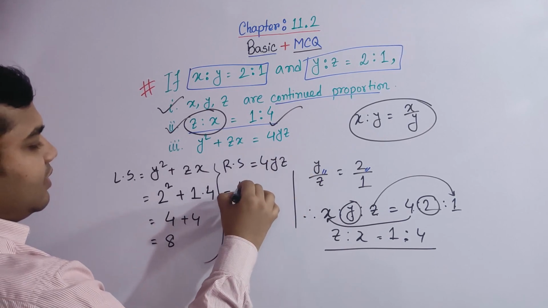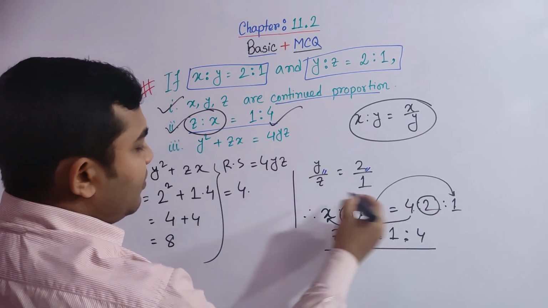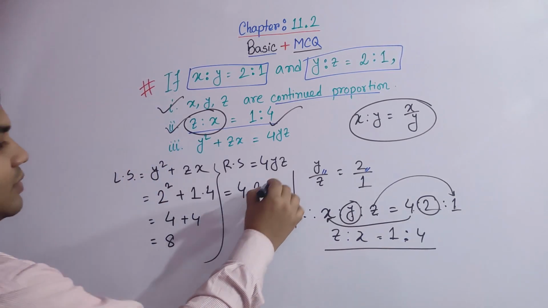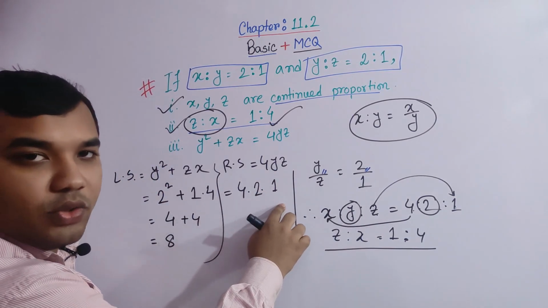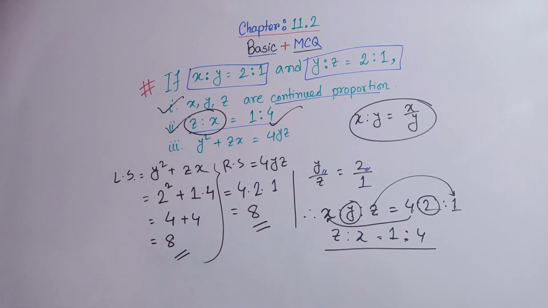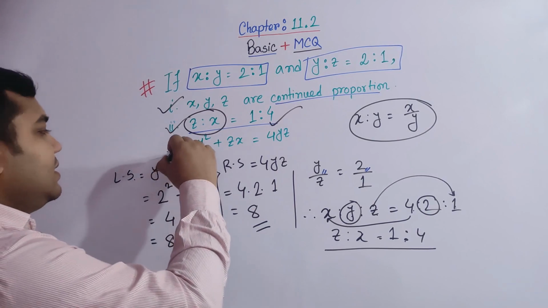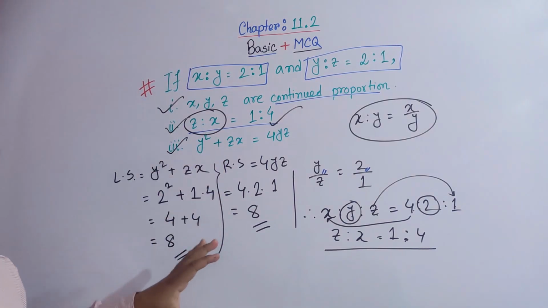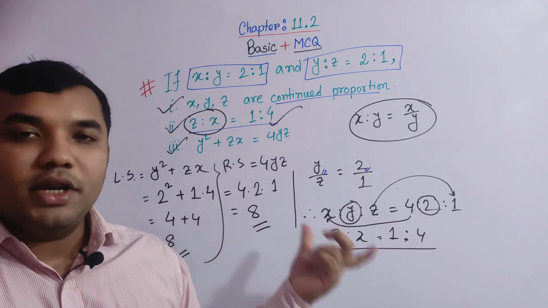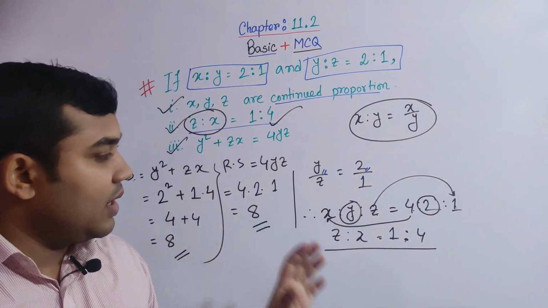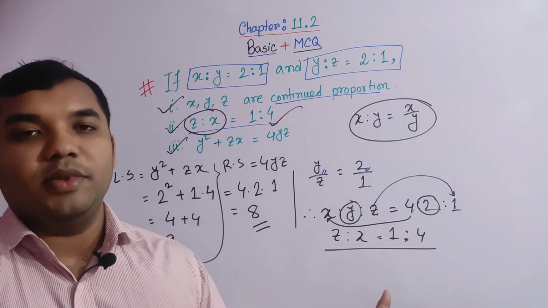4yz. That means 4 into the value of y is 2, the value of z is 1. So if we multiply 4 into 2 into 1, that is nothing but 8. So here we can observe that this condition is also satisfied. These types of MCQs generally come from continued ratios very regularly. So my dear students, I think you have the clear concept of this part.